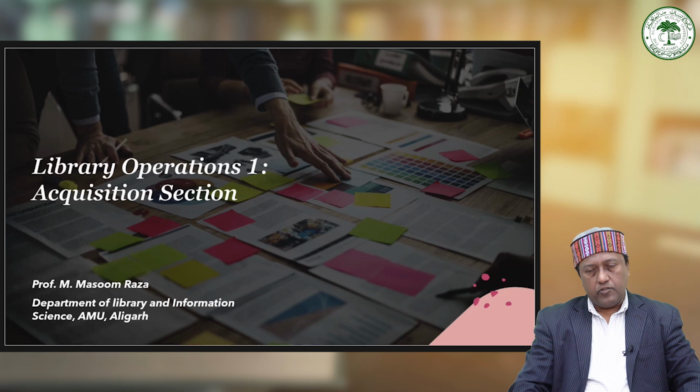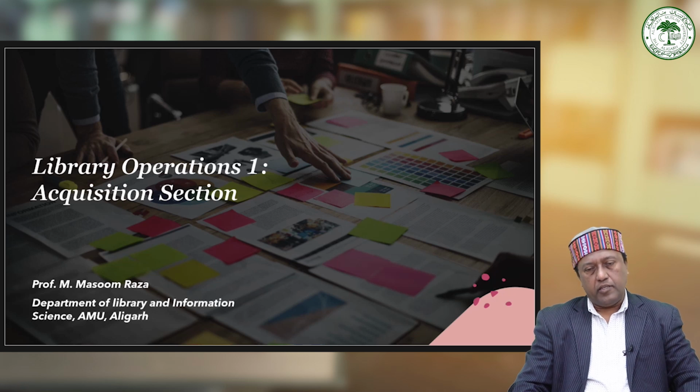But to formalize things and to see that the user gets the right service, and the book is delivered to him at the right time, these sections have to be on their toes. Acquisition is supposed to acquire the books. We'll see how this acquisition takes place. Then the processing section will process the books, technically processing them, which means we are classifying, cataloging, labeling, pasting, all those things are done.